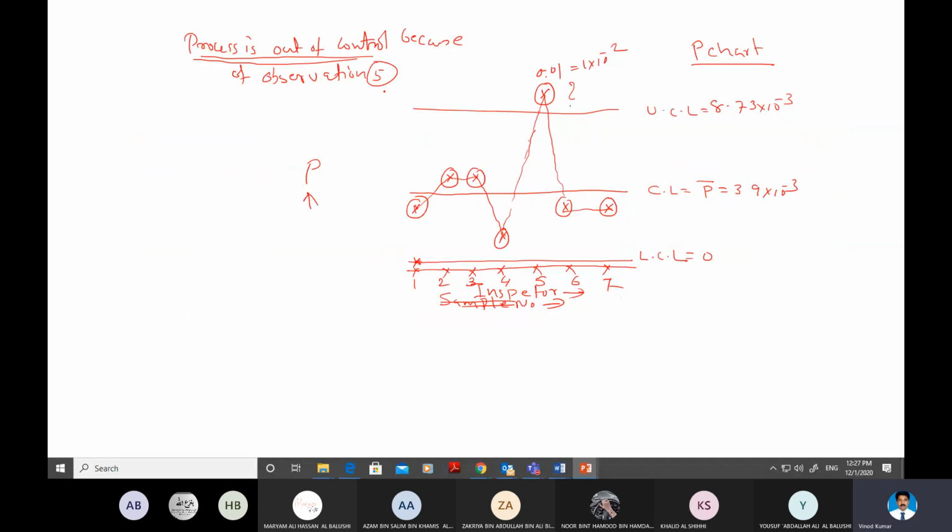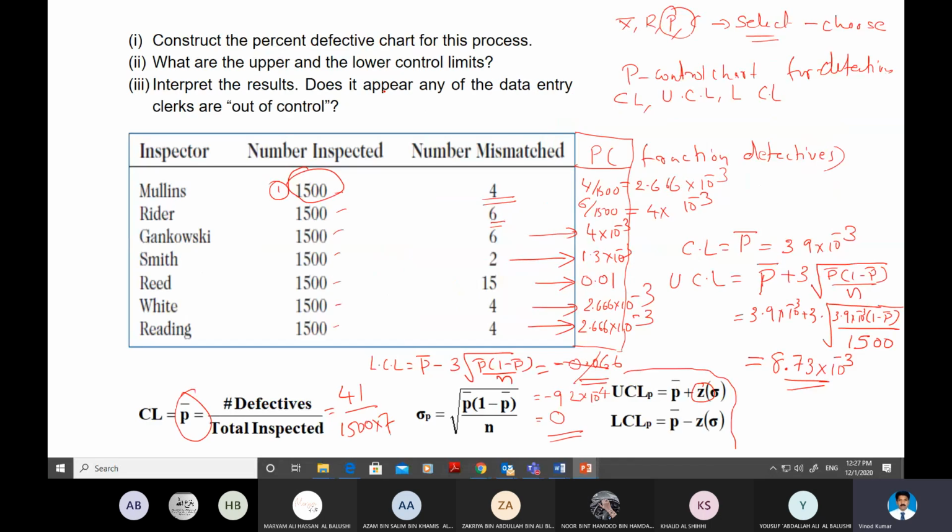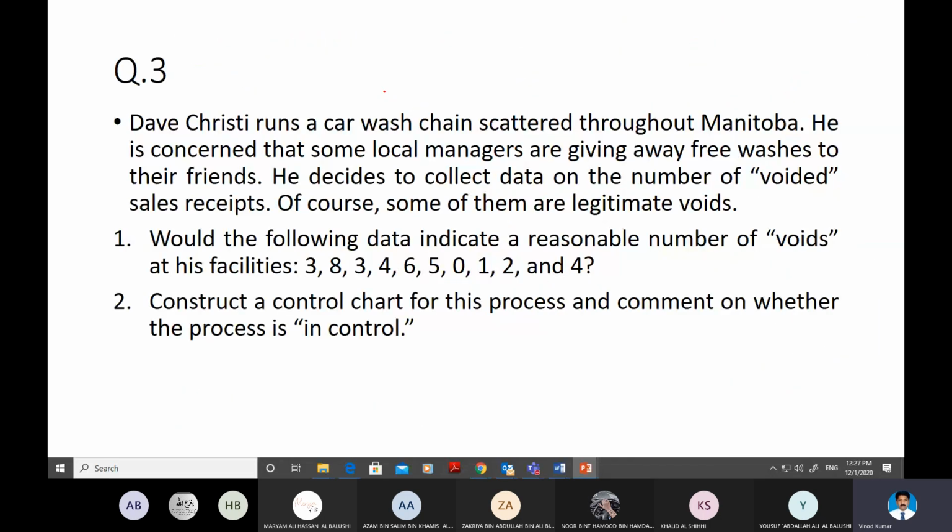I'm proceeding to the next question, which is a control chart for defects. The only thing is, in the question, the name of the chart will not be specified, like P or C. From the question, you have to understand which chart needs to be selected. That is the first step. The question will be: draw a suitable control chart. You have to see which one needs to be selected, whether P, C, X, etc.